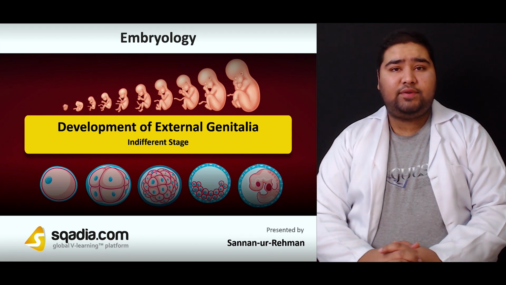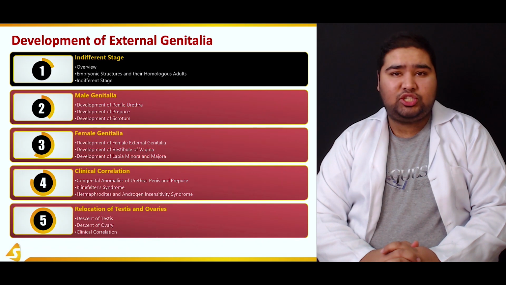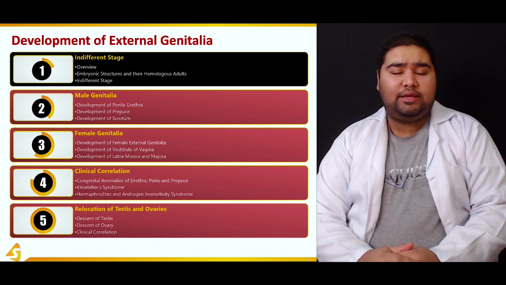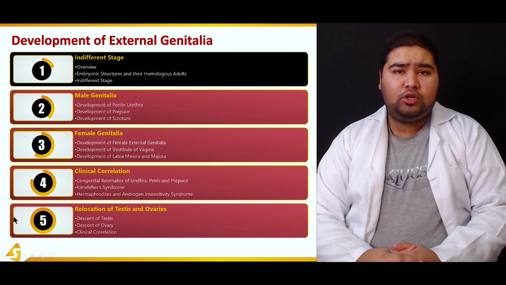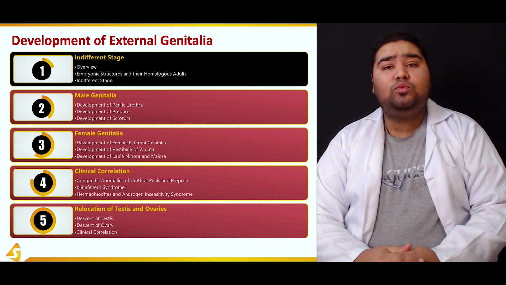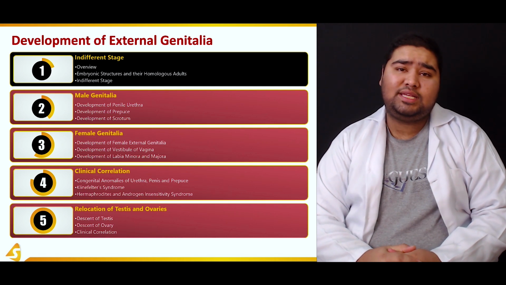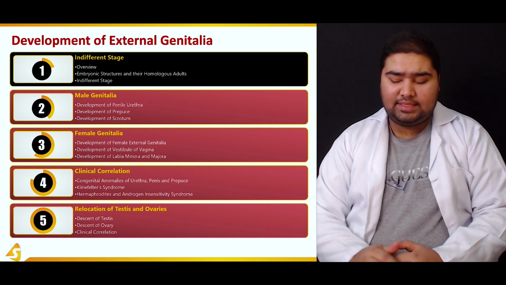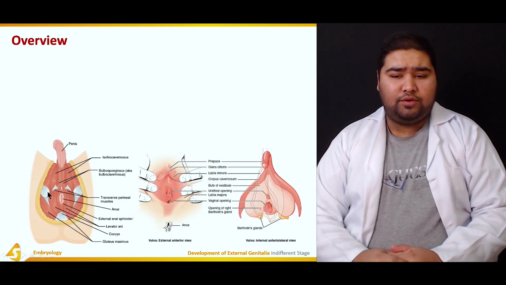This section has been divided into an overview in which we'll see what an indifferent gonad actually is. We'll see how it differentiates to form an adult type of gonad. Then we'll see the embryological structures and their homologous parts. We'll see what embryological structure gives rise to what adult structure, and finally we'll talk about the indifferent stage in a little detail and see what is the importance of this indifferent stage. So let's move on. First of all, we have the overview.